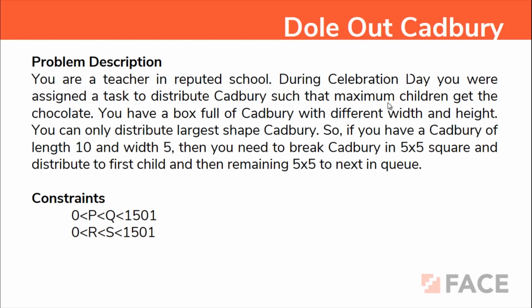Similarly, if there is some other Cadbury bar, let's say the size of the bar is 6 cross 4, then how will you form the squares? Assume you have a 6 cross 4 chocolate bar. First you will break off a 4 cross 4, and then you will be left with 2 cross 4. Then this 2 cross 4 you will break into 2 cross 2 and 2 cross 2. That is how you will break the chocolate bars and give them to the children.